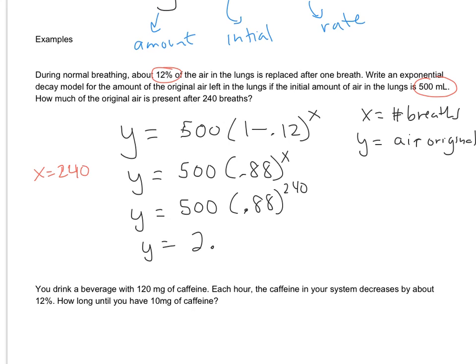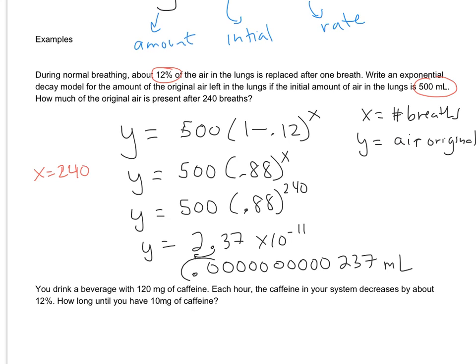My calculator reads 2.37 times 10 to the negative 11th. That is scientific notation, which is basically 0.0000000000237, just moving this decimal point back 11 spots. So basically, after that many breaths, there is still some of that original air in there, but not very much at all. One of the key things about exponential decay is it can decrease forever, but you will never get rid of all of the amount that you started with.